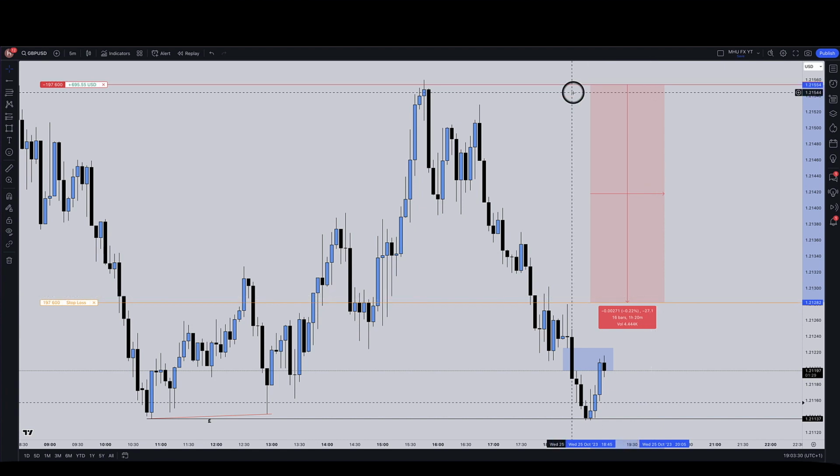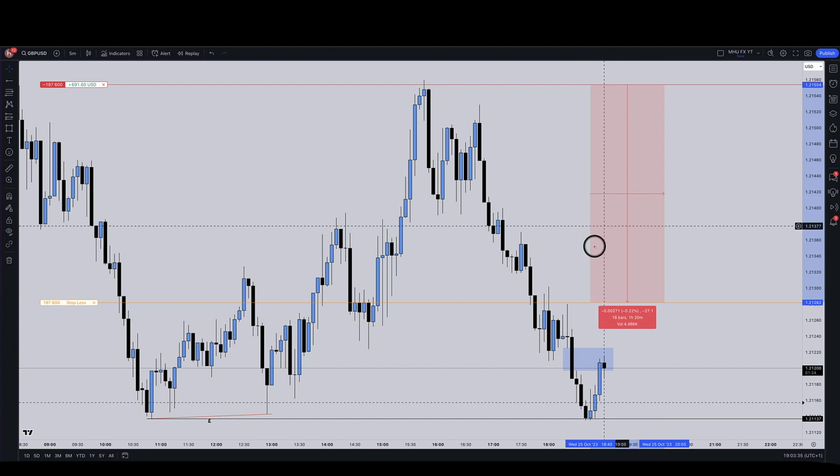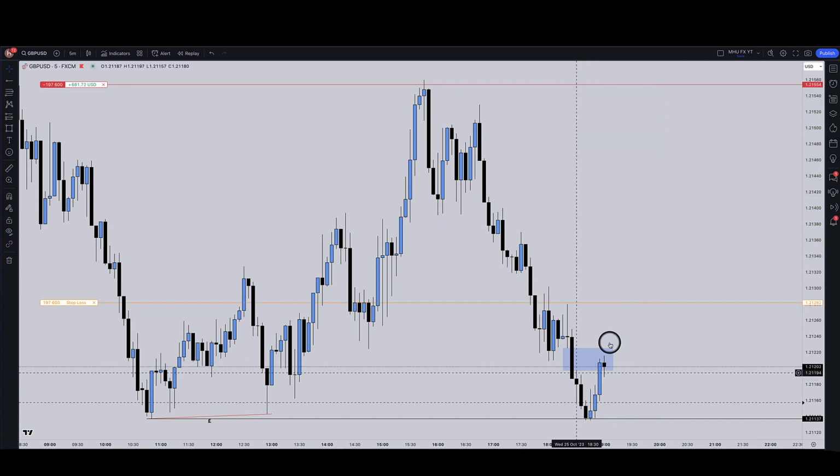That's beautiful. With a 5 pip stop loss, looking at a 1 to 5 hour trade here, or just over a 1 to 5 hour trade. So guys, we're going to wait and see how this plays out.